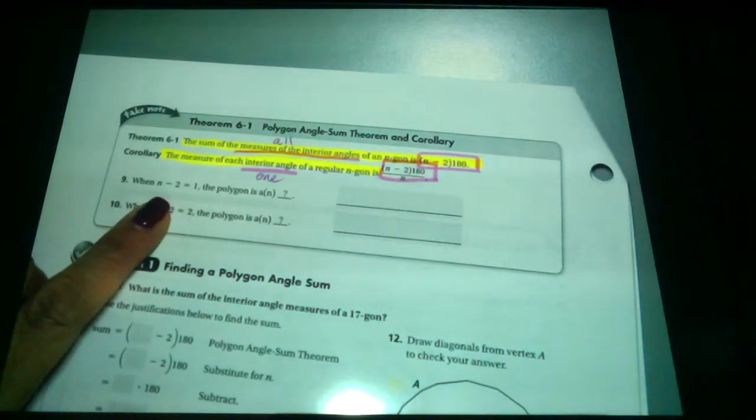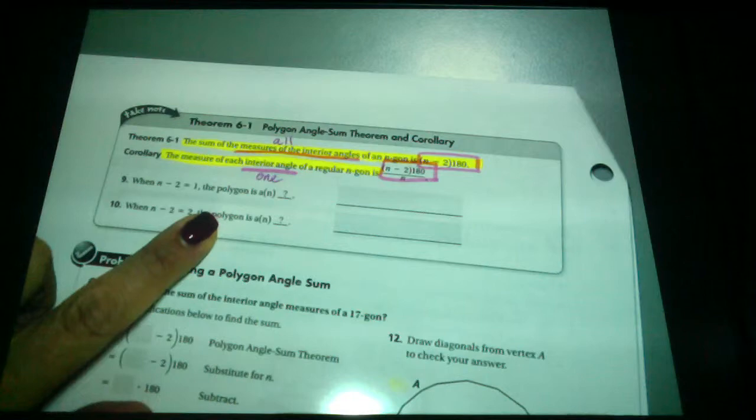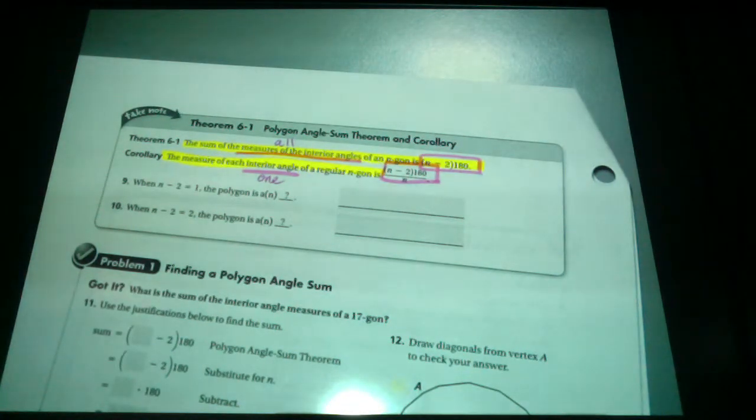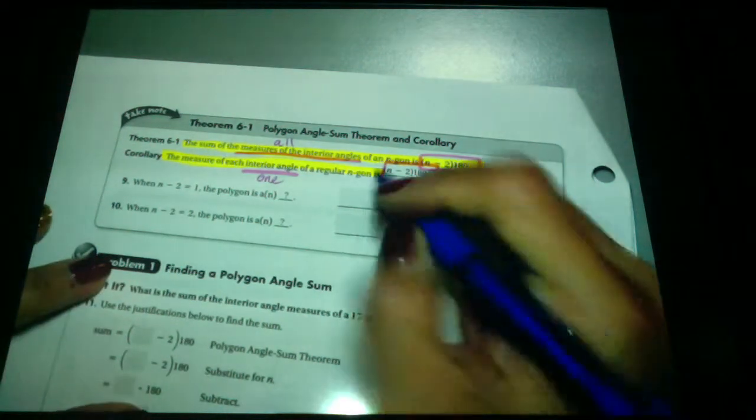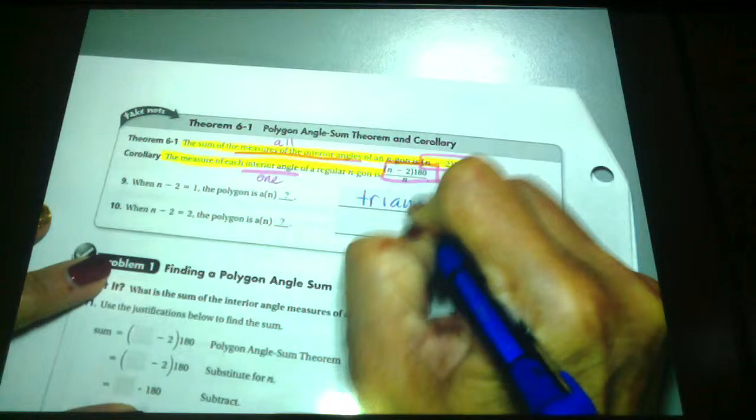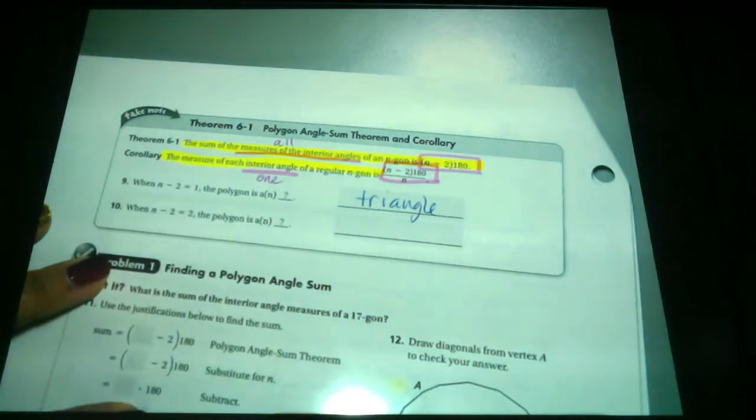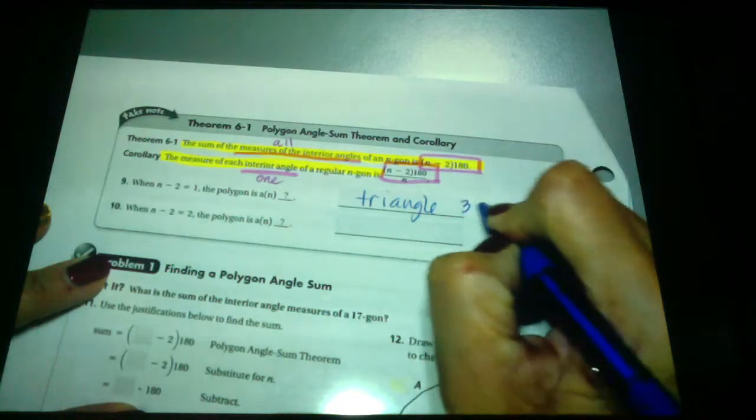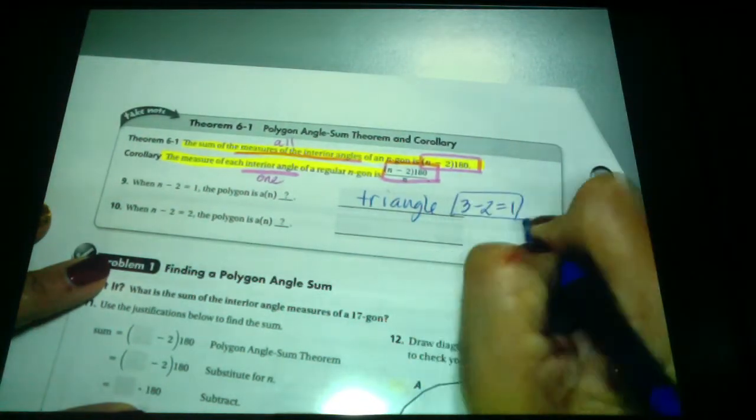So when n minus 2 is equal to 1, so the number of sides of a polygon minus 2 is equal to 1, the polygon must be a, or n. Is it a hexagon, decagon, pentagon? No, a circle is not a polygon. Why is a circle not a polygon? It has to be made up of straight sides and it has to be closed. So it can't be a circle. It is a triangle. A triangle has how many sides? No. How many sides does a triangle have? 3. Thank you. So it's got 3 sides minus 2 is equal to 1.